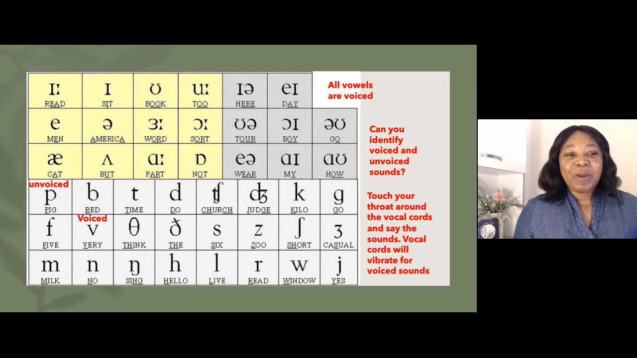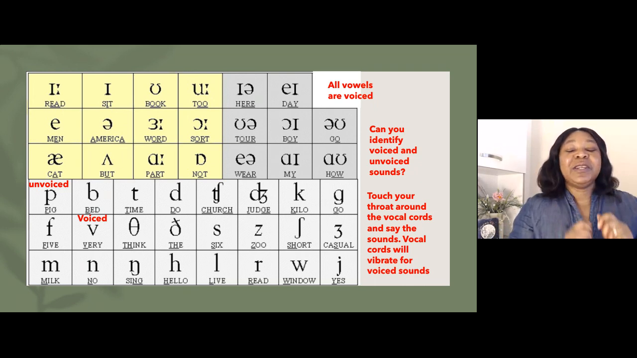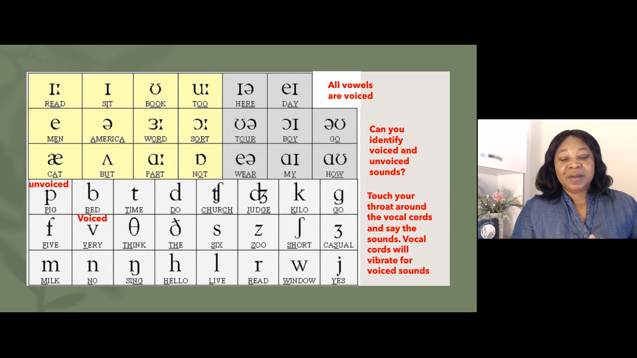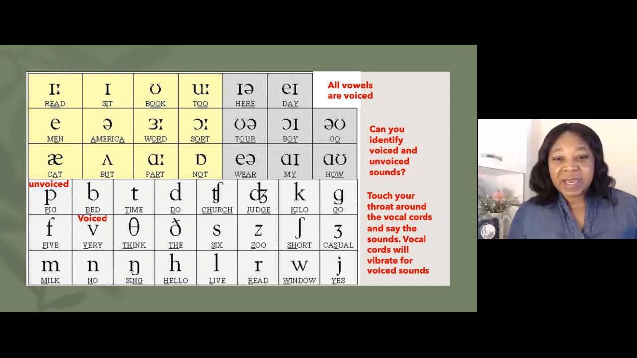All vowels, by the way, are voiced. If you're not sure about it, put your hand on your vocal cord and say ah, and the vocal cord will vibrate. Or you can ask your learners to close their ears and say ah, and they will hear a vibration. So we have voiced sounds and voiceless, or unvoiced, sounds. All vowels are voiced. We have long vowels, short vowels, and diphthongs. The vowels on the top here, in gray, are diphthongs.